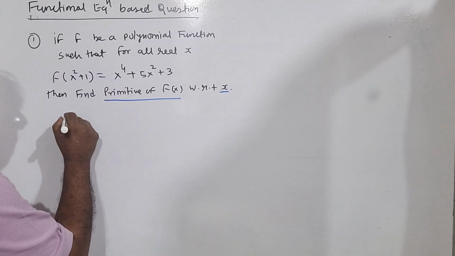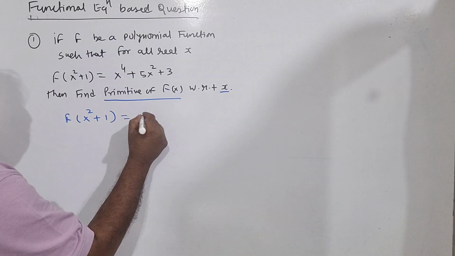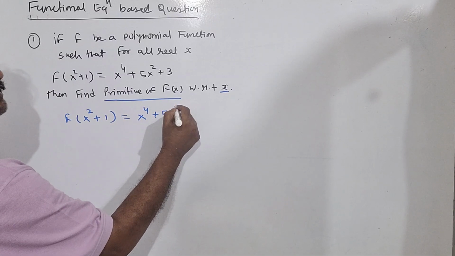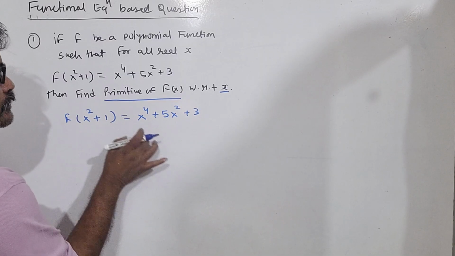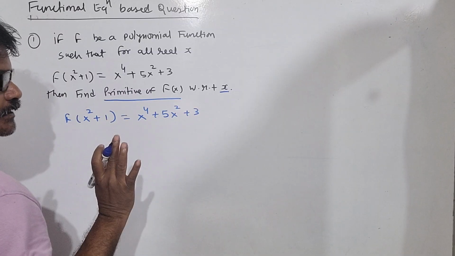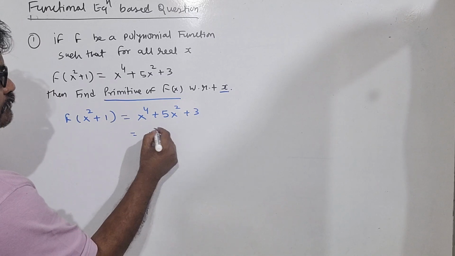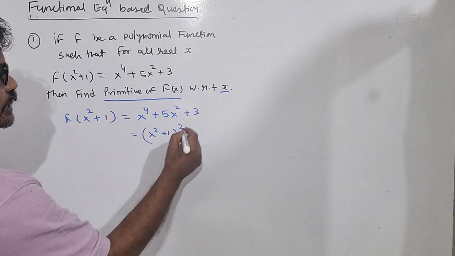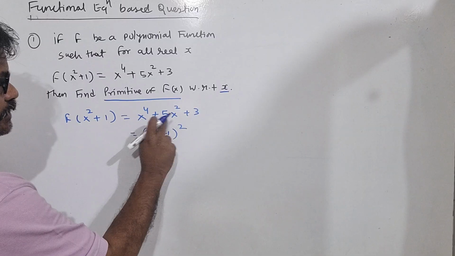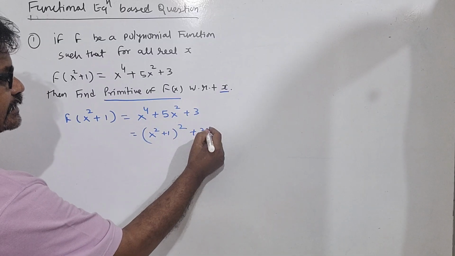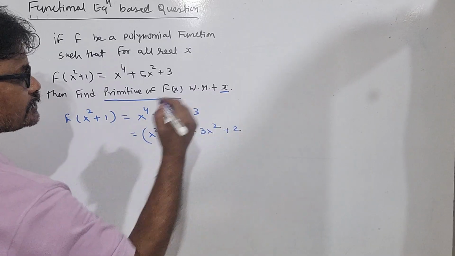Okay, so first of all you have to solve this functional equation. f of (x square plus 1) equals x to the power 4 plus 5x square plus 3. This is the input, so I should have the output in terms of the input only, correct? I can write x to the power 4 as (x square plus 1) whole square, which gives x to the power 4 plus 2x square plus 1. Here it is 5x square, so 3x square remains, and here it is plus 3, so plus 2 remains.